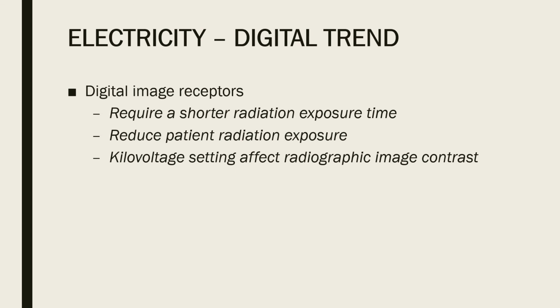So dental X-ray machines using direct current typically operate at 50 to 65 kV, and alternating current dental X-ray machines typically operate at 70 kVp or higher. The change in kilovoltage setting may affect the radiographic image contrast. So if we use a dental X-ray machine that uses direct current, then the kVp produced will be at the maximum of 65 kilovoltage.